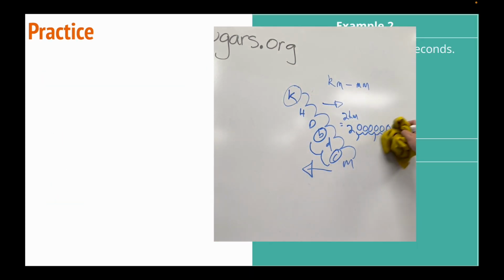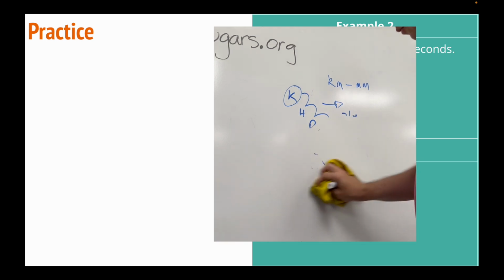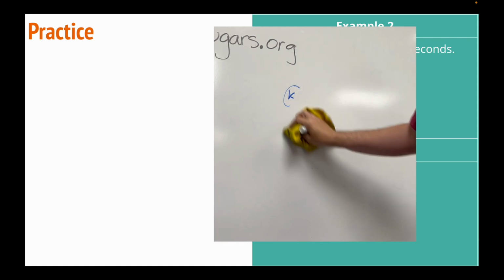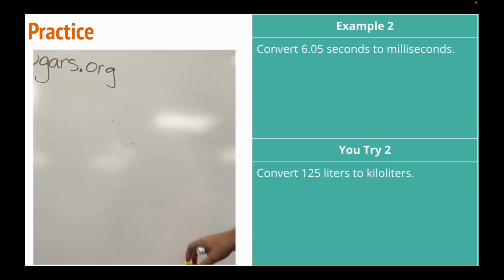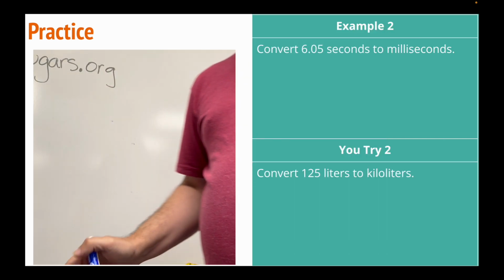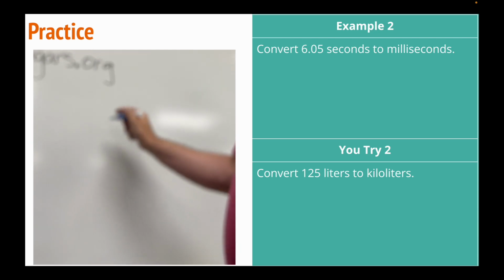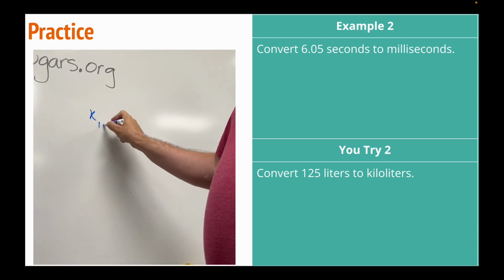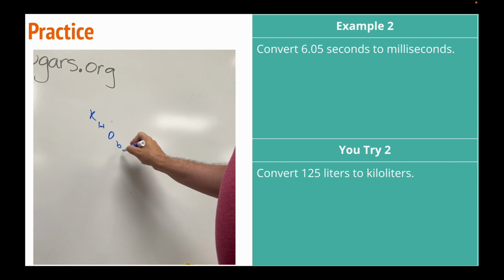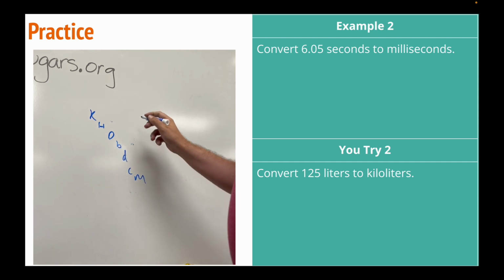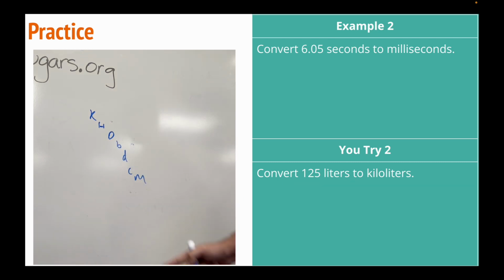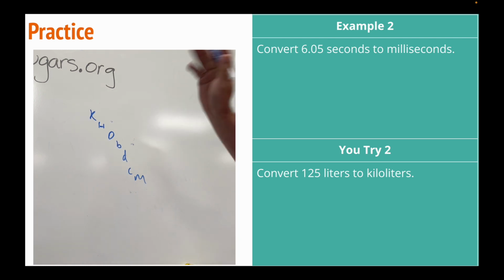All right, so let's try this. Convert 6.05 seconds to milliseconds. So, King Henry died by drinking chocolate milk. Write it out every time. Write it out. Don't try to do it in your head. Just write it out. It'll make it easy.